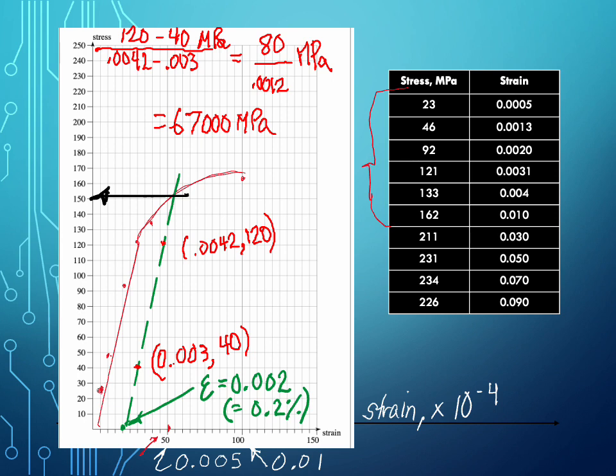And that would be equal to 67 gigapascals, or 10 to the 9. And modulus is usually on the order of 1,000 times greater than strength. So modulus is typically in gigapascals, whereas strength is typically in megapascals.